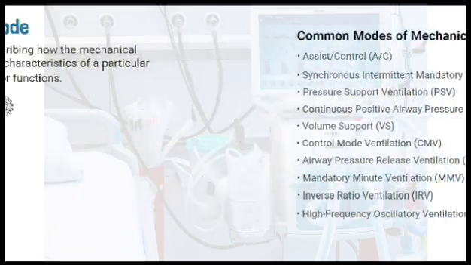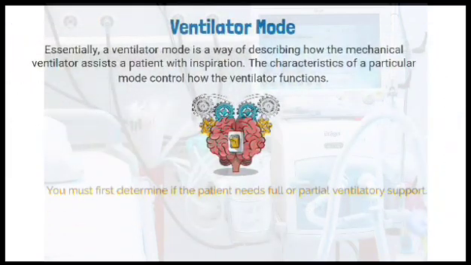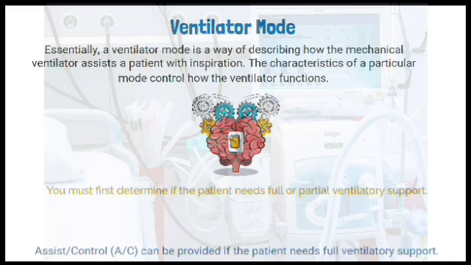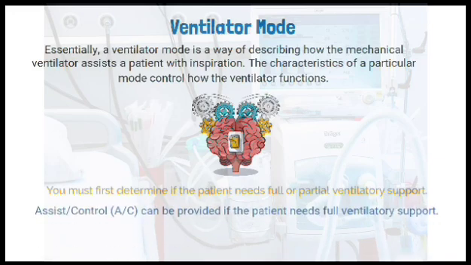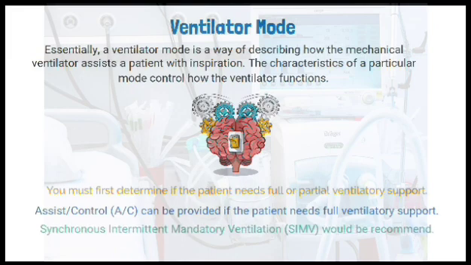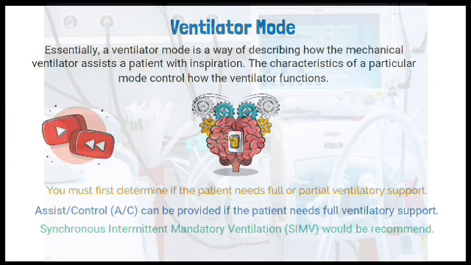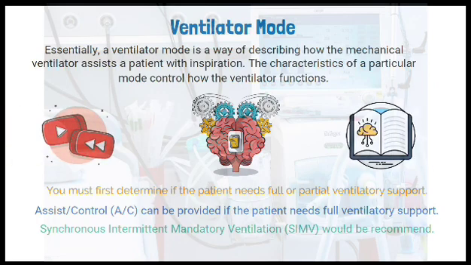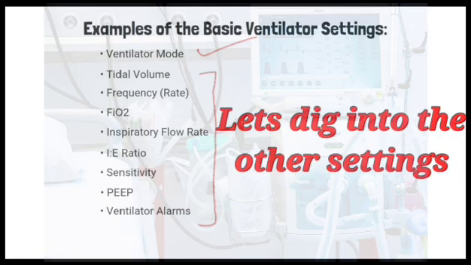When selecting a ventilator mode, you must first determine if the patient needs full or partial ventilatory support. Assist control can be provided if the patient needs full ventilatory support, or if they only need partial support, then SIMV would be recommended. We actually have a full guide and video on this topic that goes much deeper into all the different modes of mechanical ventilation.